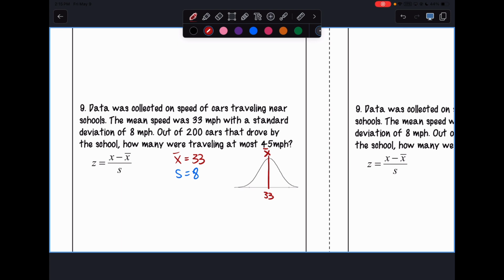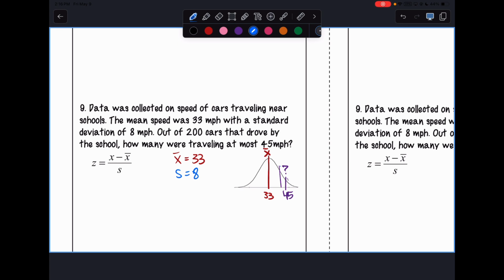Okay. Out of 200 cars that drove by the school, how many were traveling at most 45 miles per hour? Is that to the right of 33 or to the left? To the right. Okay. 45 is somewhere. In terms of the z-score, I have no idea, right? But I do know that if I go up from 33, it'd be up 8 from 33, 1 standard deviation away, right? What's 33 plus 8? 41.